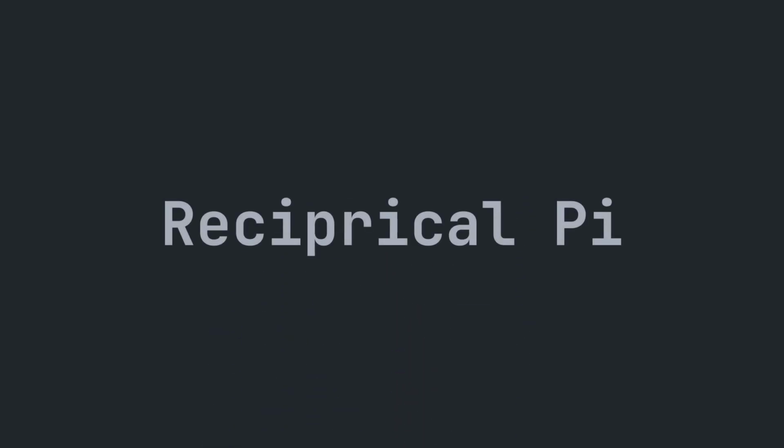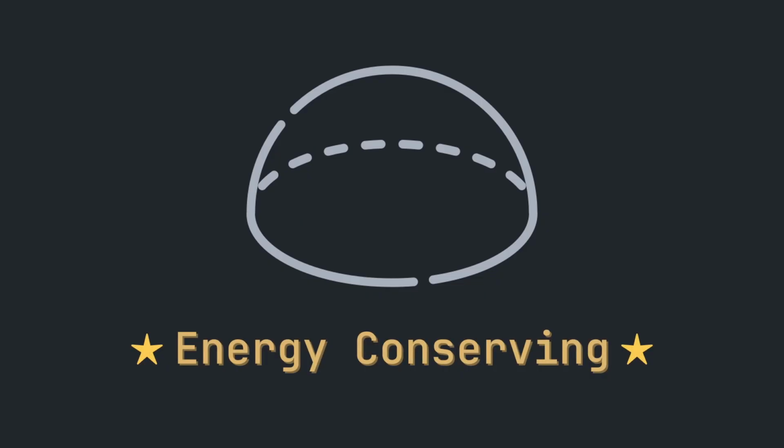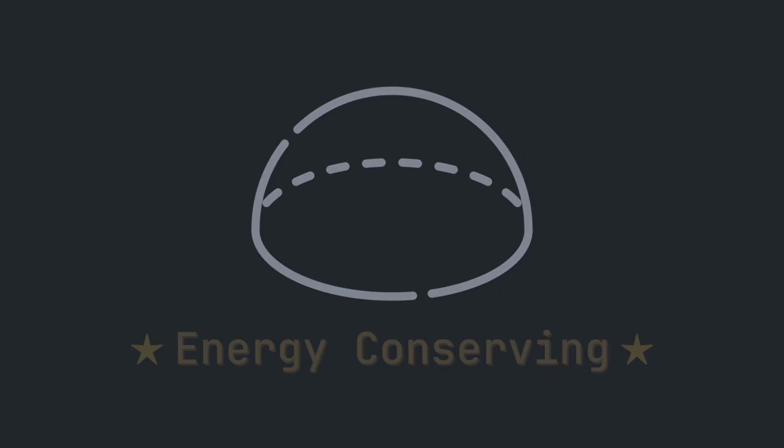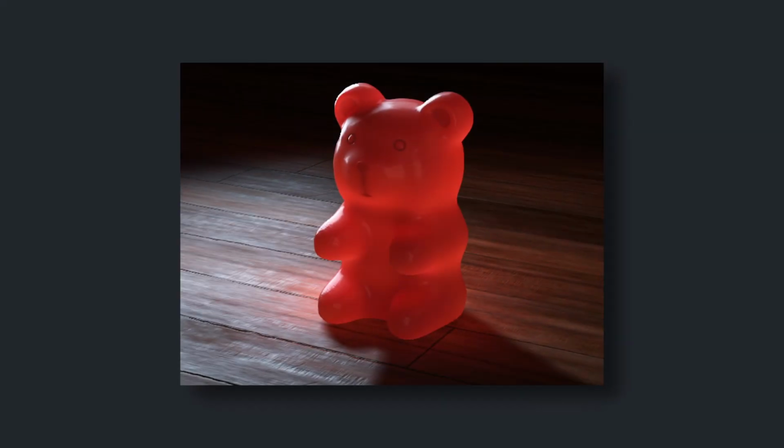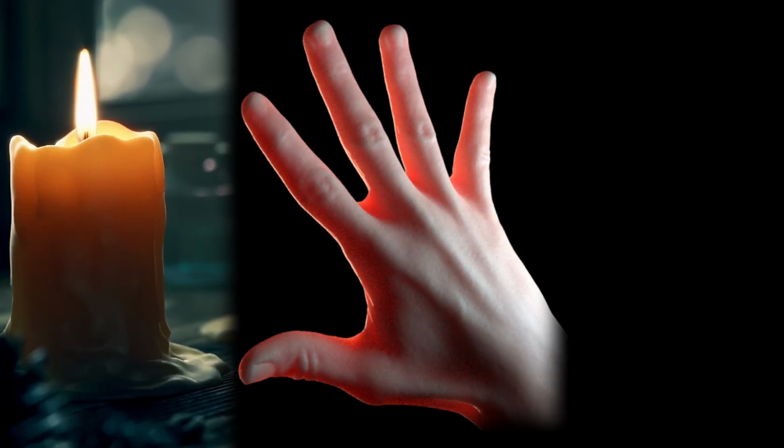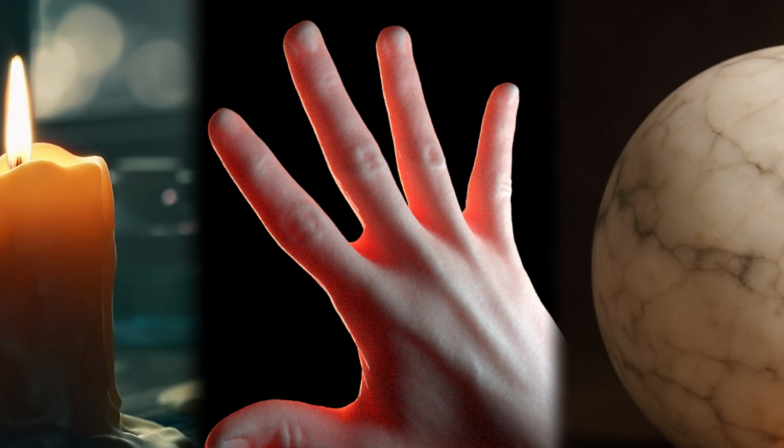This ensures the diffuse term is energy conserving over the hemisphere. So the BRDF handles how light reflects off a surface. But what if the light goes in instead? Think of skin, wax, marble. Light enters, scatters inside, and exits somewhere else.